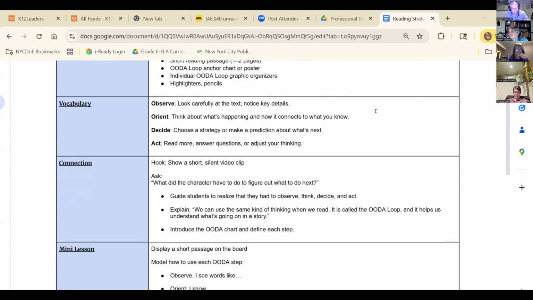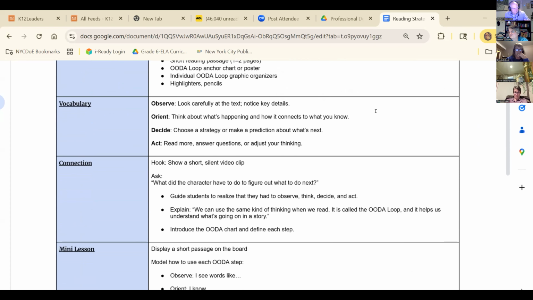For the connection, to get the students involved and engaged in the lesson, you want to hook them. You can do a short video clip and ask what the character had to do to figure out what would happen next or what they would do next. Then you can guide students to realize that they had to observe, think, decide, and act. Then explain to students that they can use the same kind of thinking when they are reading, and it's called the OODA loop. What the OODA loop does is help them understand what is going on in the story. Then you can introduce the OODA chart and define each step for the students.